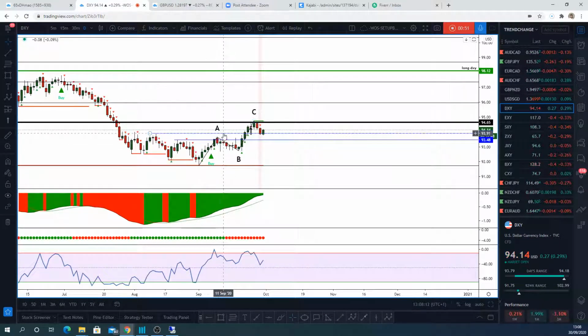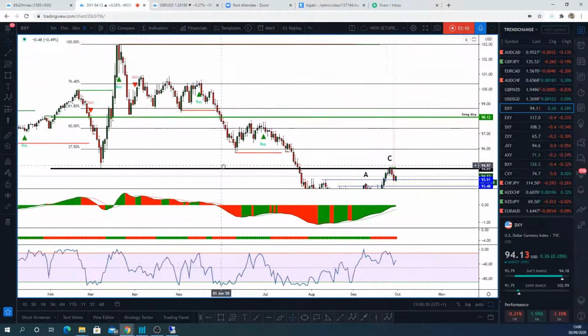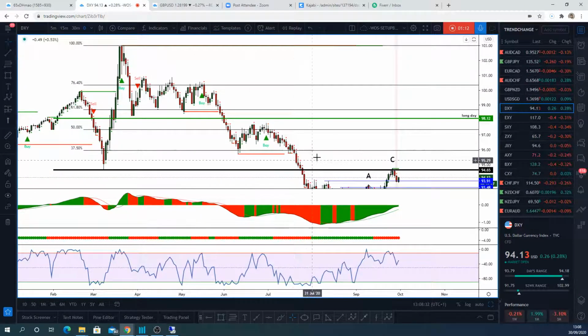Below structure you want to sell, above structure you want to buy, especially when we have a setup that is as clean as this. But the question we have to ask ourselves is this: what is the market condition? This is the market condition. We have a downtrend.